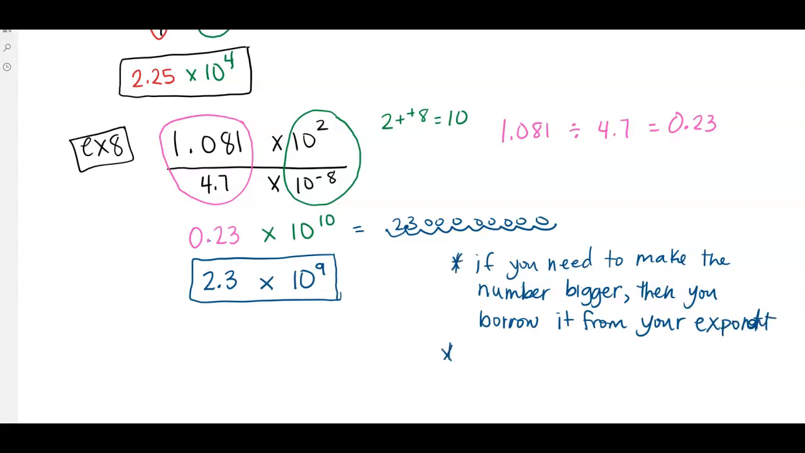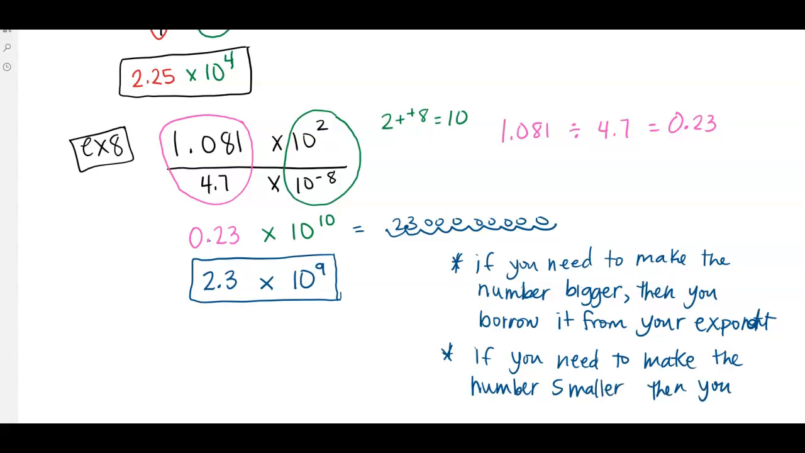Awesome. I like that. So if you need to make the number smaller, then you add it to the exponent. I also just noticed that bigger and borrow both start with B. Yeah, awesome. I like that too, right?